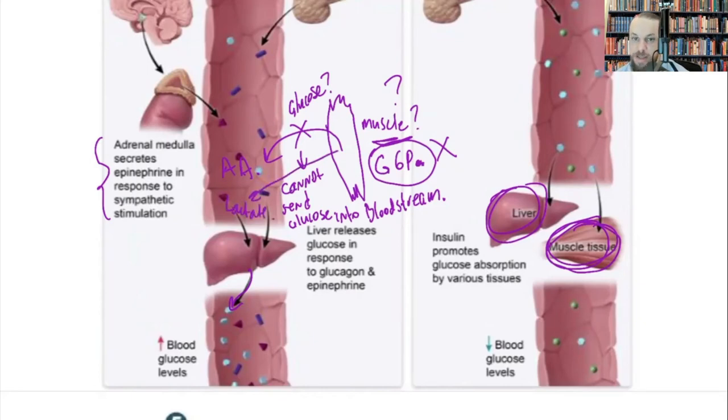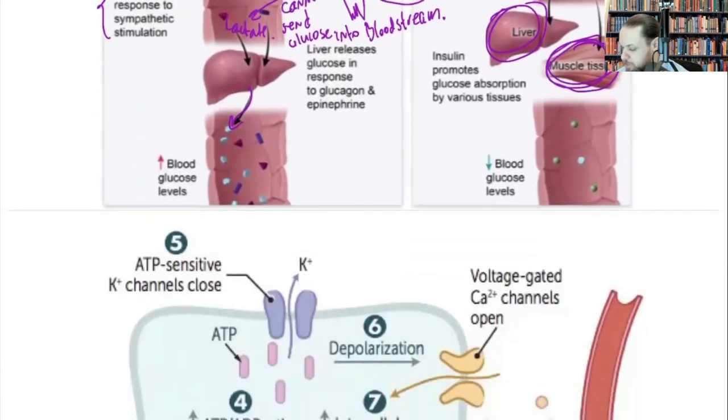And they cannot break down the glycogen stores into glucose. The reason for this is that they can only break down glycogen to glucose 6-phosphate, and then they're missing that key enzyme, glucose 6-phosphatase, that will break this down. So that becomes important.